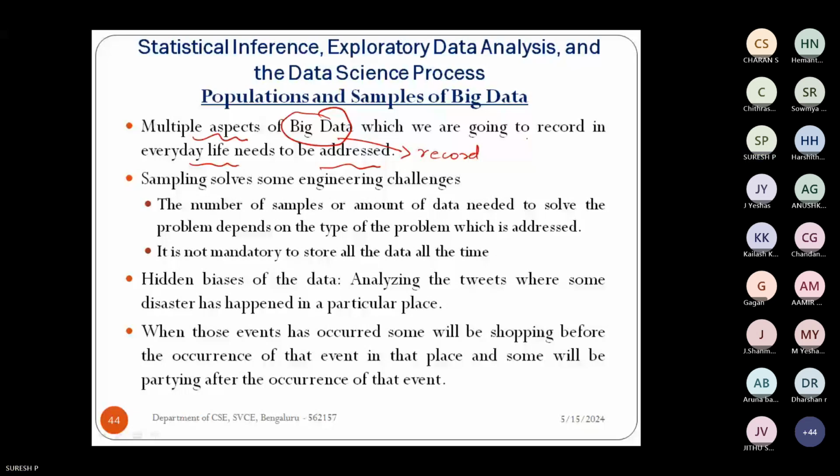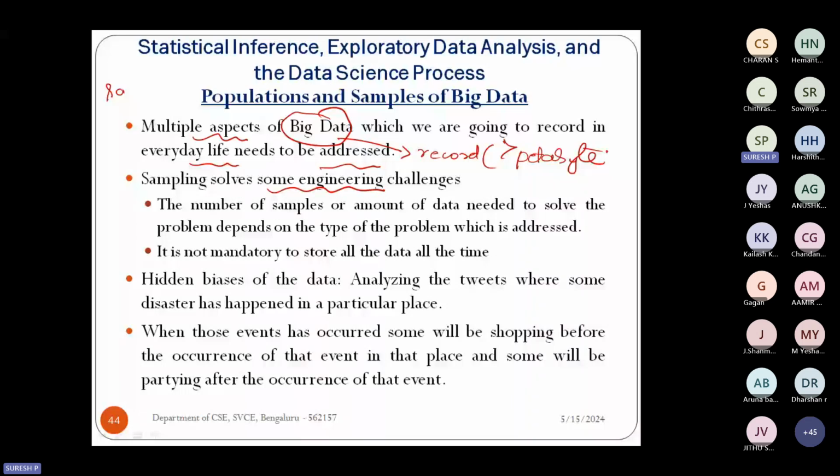Okay, so sampling solves some engineering challenges. If you have to do the sampling from that big data, we already know what we mean by big data: data which is greater than a petabyte, according to the definition of the books which have been referred. So in that population, we are going to have some samples of data. So what is the purpose of having the sampling?